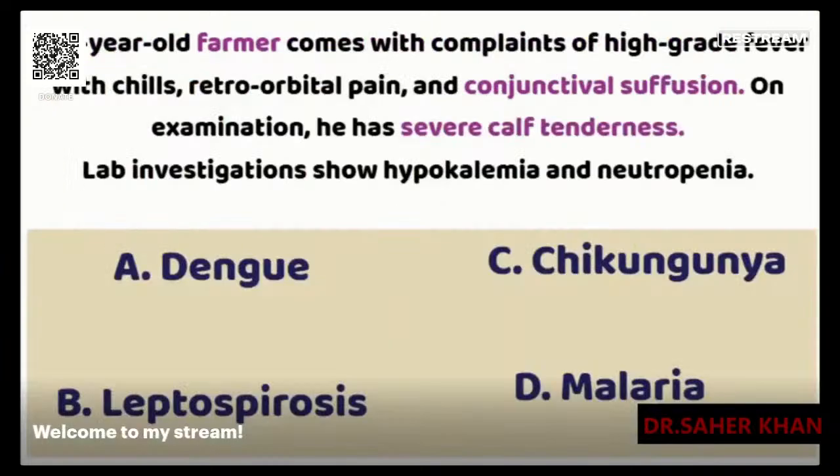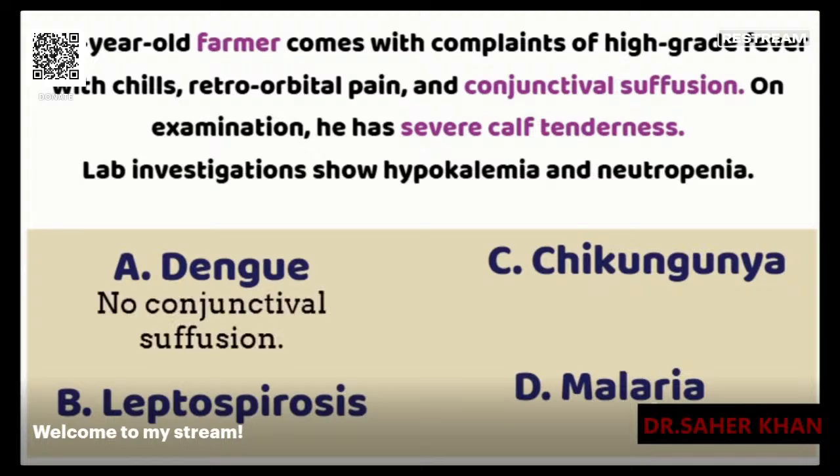All right, let's quickly analyze the answer choices. Number one, dengue. So, the presence of retroorbital pain might make some students think of dengue, but dengue does not cause conjunctival suffusion. Okay, so remember this. And also, dengue has some other hallmark features like nausea, fever, rashes, and thrombocytopenia, which are absent in this case. So, dengue is not the answer here.